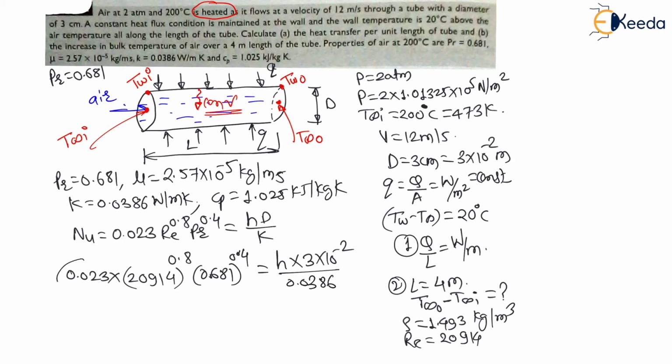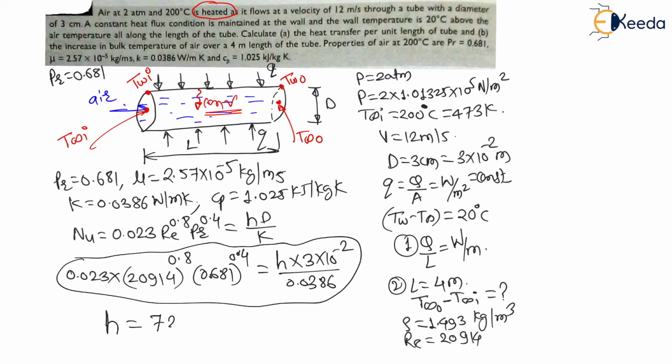0.0386. Now in this complete equation, my dear students, h is unknown. So let us find this h. If I solve this equation for h, I will get h as 72.57 watt per meter square Kelvin. h is 72.57 watt per meter square Kelvin.